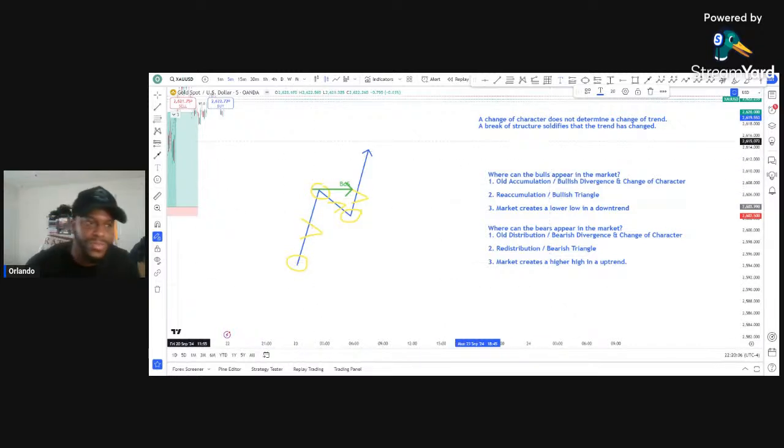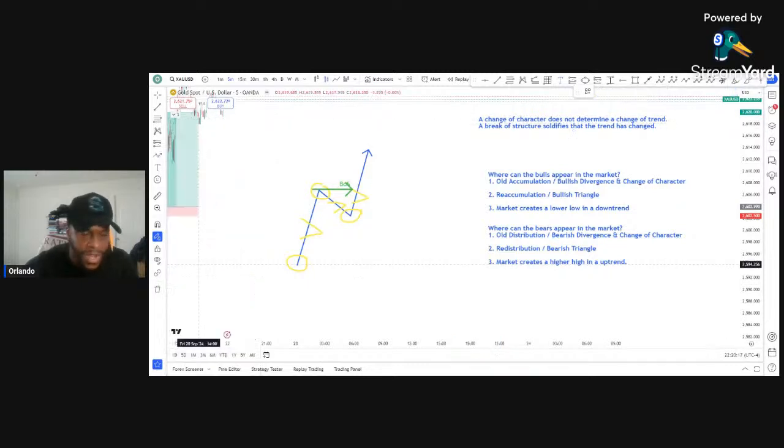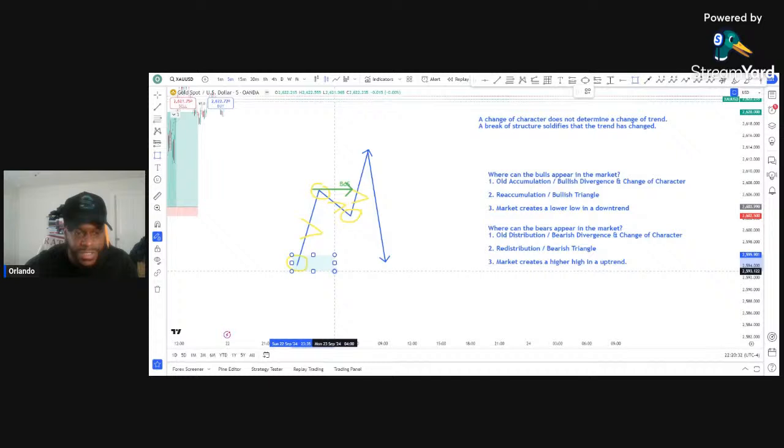And I'm about to prove that to you because here's the deal. You can have this particular markup like this. After I draw it up, I'm going to show you right here on this gold trade. The market can do what? It's at a high, so it has to distribute. This can distribute, redistribute, and come back down here to this old accumulation.